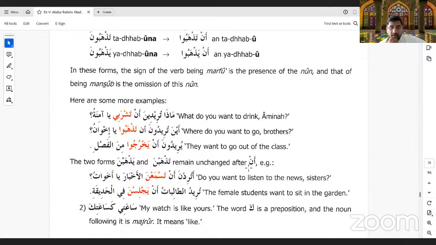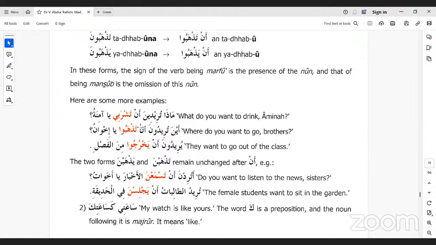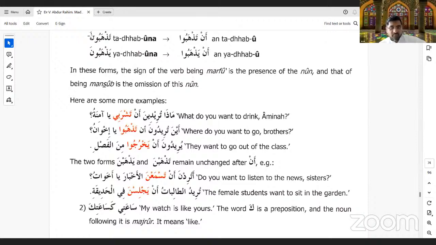Now, if we are going to change this, for example, ماذا تريدين أن تشربي يا آمنة, if I was going to make it singular masculine, so say, Ya Muhammad, what are you drinking, oh Muhammad? How would you say that? ماذا تريد أن تشرب يا محمد. Oh Muhammad, ahsanti.